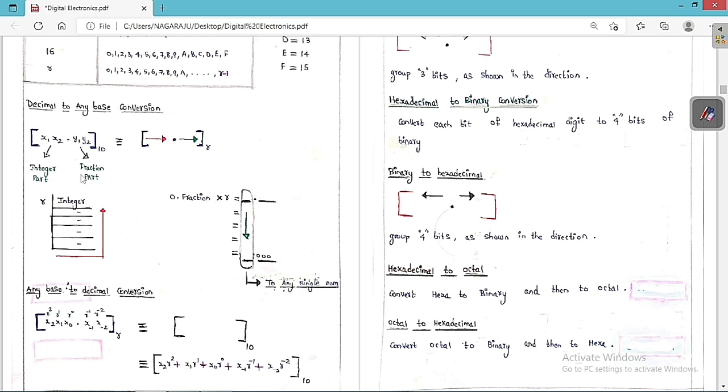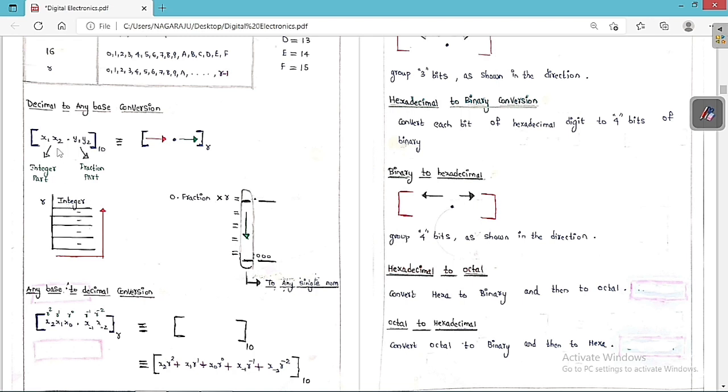The simple procedure is, first you have to take the integer. I want to convert this into any other base system of radix R. So how do we do this? Keep the decimal here.